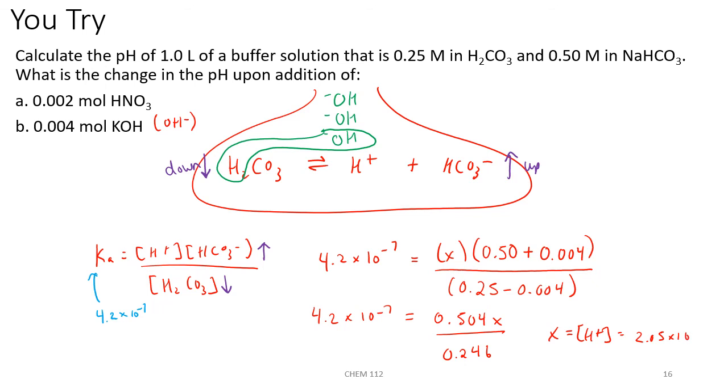Rearrange and solve for x, which is your hydrogen ion concentration, and that gives you 2.05 times 10 to the negative 7th. And from there, you'll take the negative log of your hydrogen ion concentration, and that gives a pH of about 6.688. So compared to our initial pH of just our buffer solution, which was 6.677, you can see the pH has slightly increased from the addition of a strong base, but not by very much because it was neutralized by the weak acid in the buffer solution.